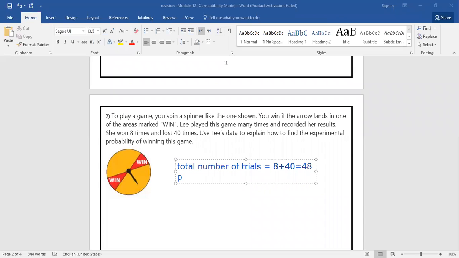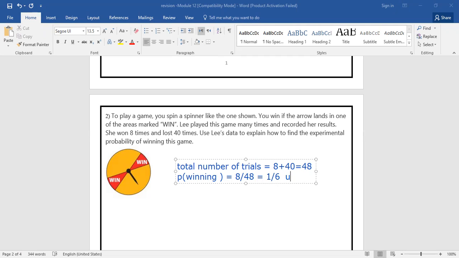Then the probability of winning. Once we want to calculate the probability, we search for the answer to the question. How many times did she win? She won 8 times, right? The total was 48. Then the answer, in simplest form, will be 1/6, right? And it will be unlikely. Thank you.